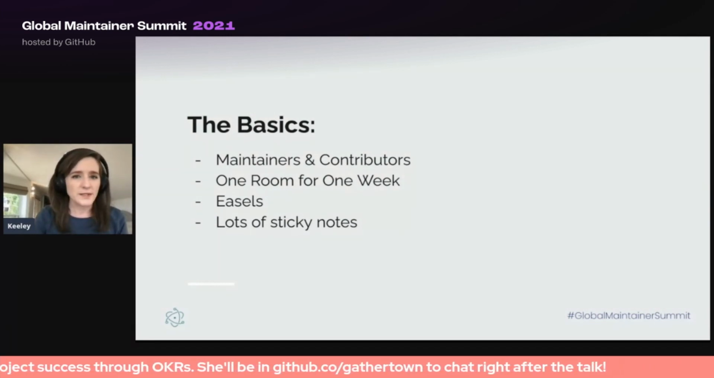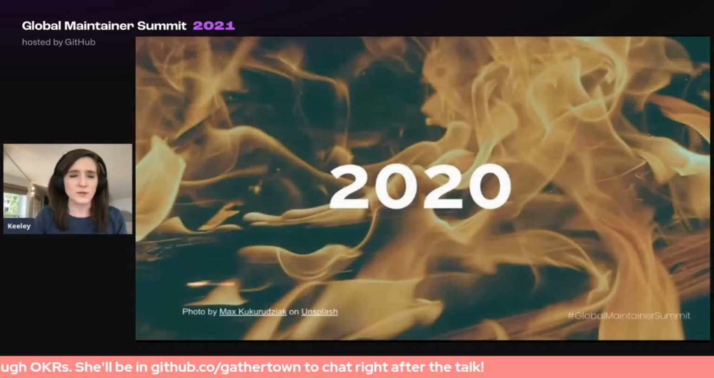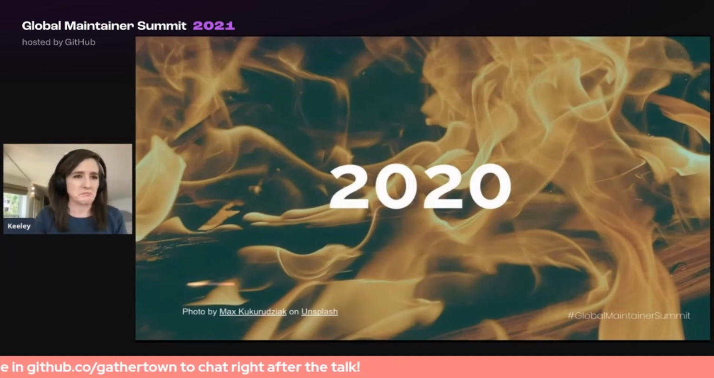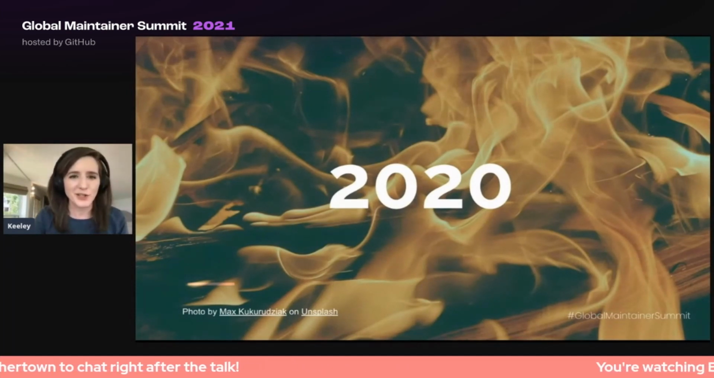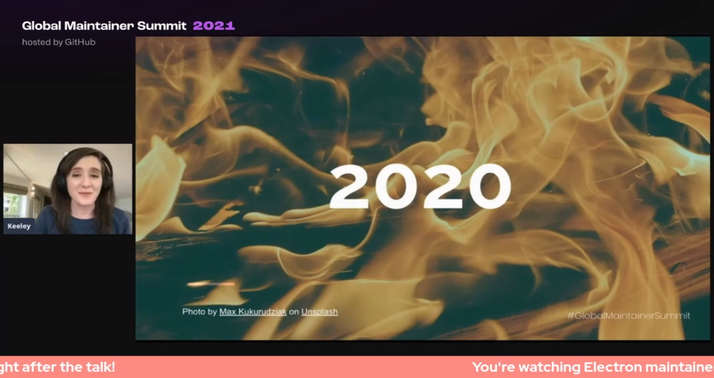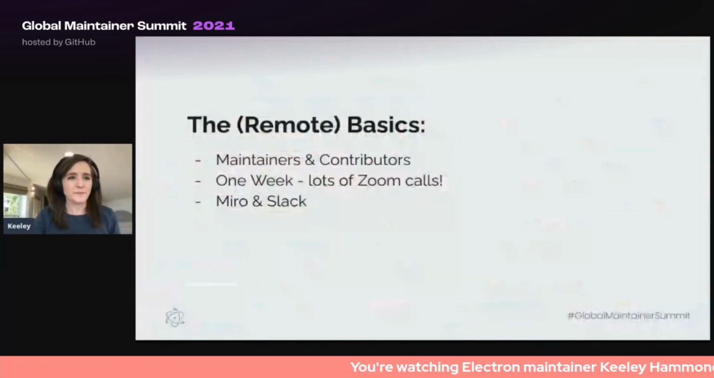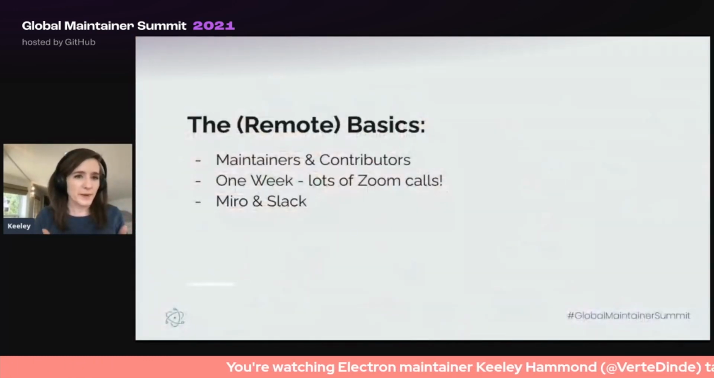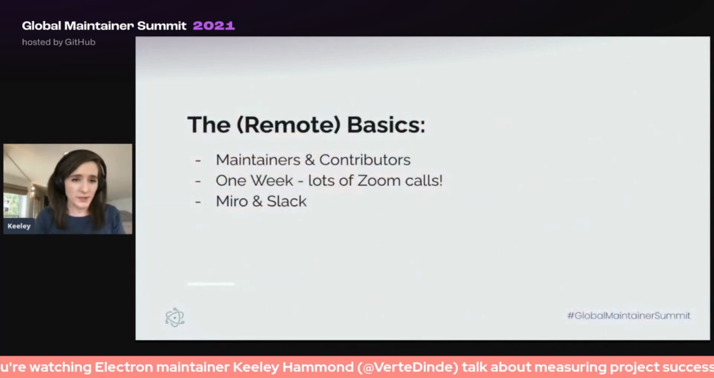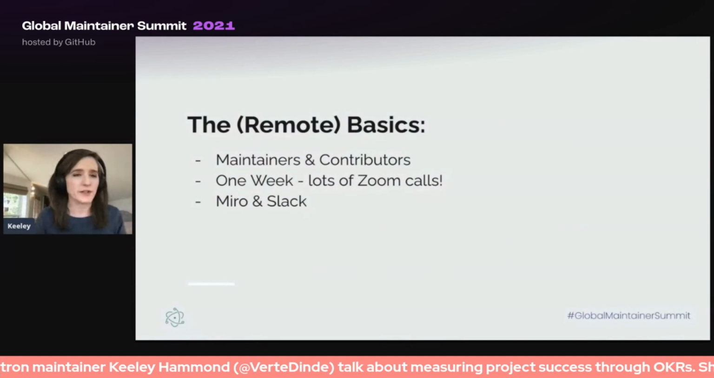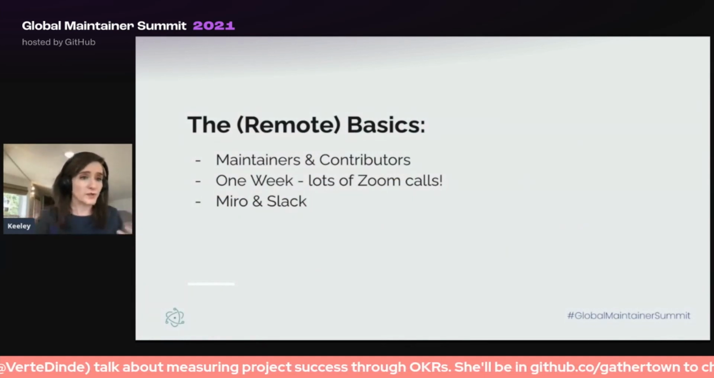Last year, we did things a little differently. I don't entirely recall why. I think pretty much everything that could happen happened last year. But we moved to a remote summit for the first time last year, which basically followed a similar format. All maintainers, all contributors, but rather than meeting physically in person, we had Zoom calls for various sessions. And we also used an online whiteboard service called Miro, which worked very well for us.